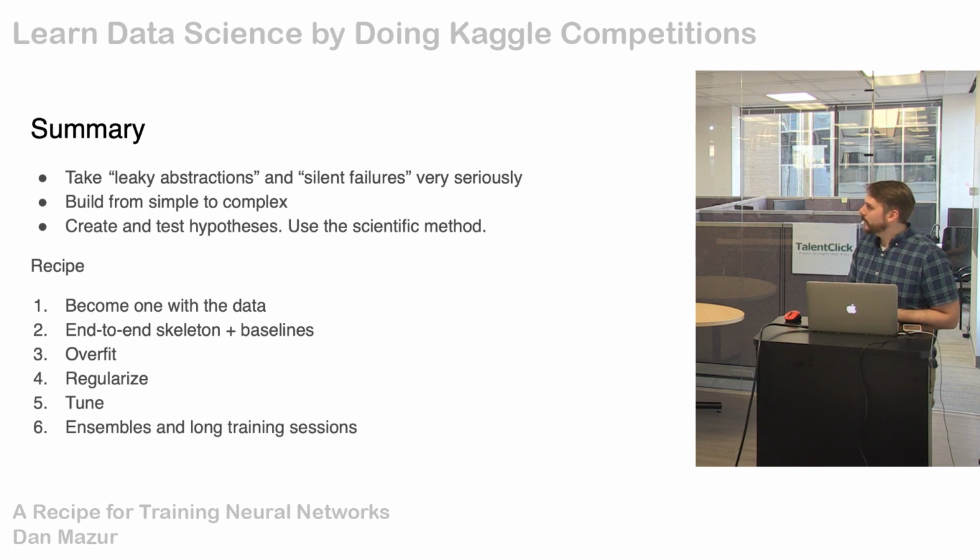And the recipe, to summarize again: step 1, become one with your data, understand your data really well. Step 2 is set up the end-to-end skeleton and do some baseline models. Step 3 is overfit. Step 4 is regularize. Step 5 is tune your hyperparameters. And then step 6 is build ensembles and try out really long training sessions. I would say instead of becoming one with the data, become one with the actual use case. Yeah. Become one with the use case.